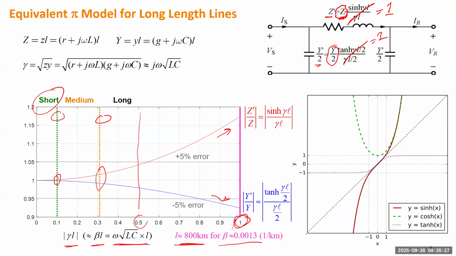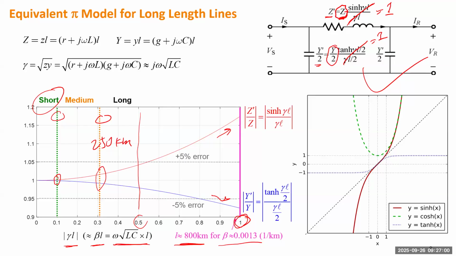So even if we study a line at about 250 kilometers, which is the boundary between the medium line and the long line, you can either choose to use this accurate formula to convert Z and Y to Z prime and Y prime and then do the calculation, or you don't do it at all. You just directly use Z and Y for your calculation, treating it as a medium line. The error is about 2%.